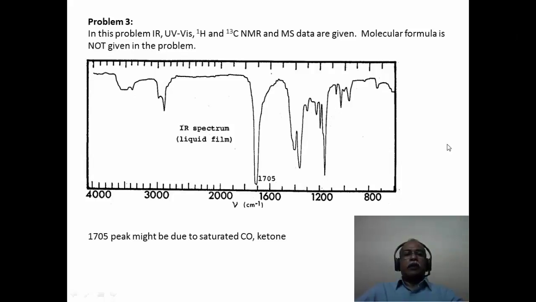In this problem, the IR spectroscopic data, the UV visible spectroscopic data, the NMR data as well as the mass spectral data is given. However, the molecular formula information is not given in this problem. So one has to deduce the molecular formula also from the spectroscopic data that is given. This is the infrared spectrum of this compound, and the only discernible peak that we can see for sure is the 1705 peak, which would correspond to a saturated ketone kind of a system in this particular case.